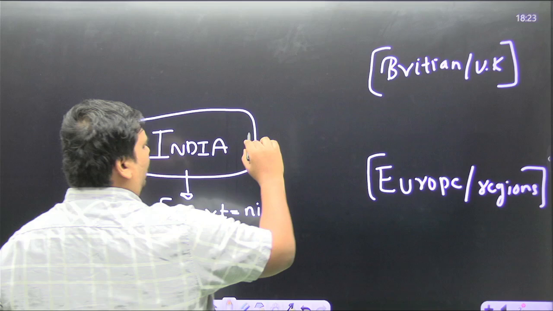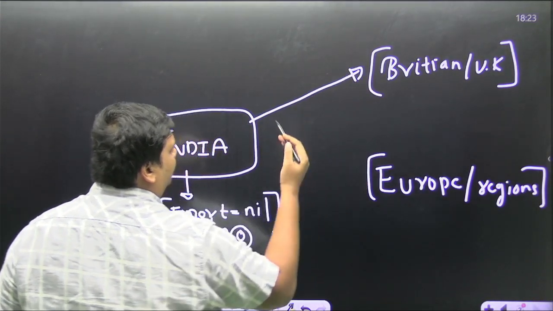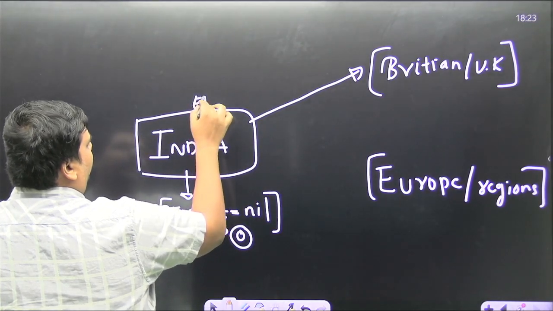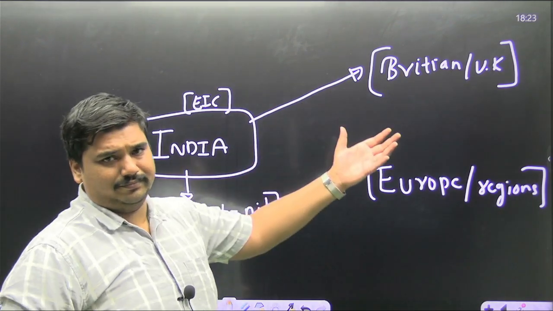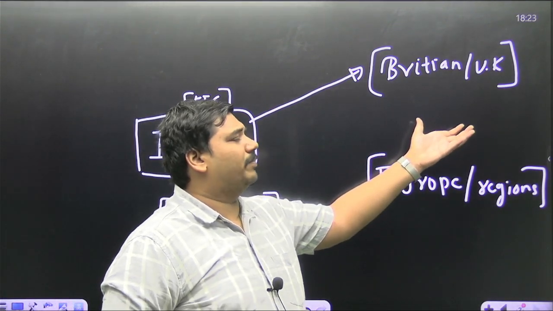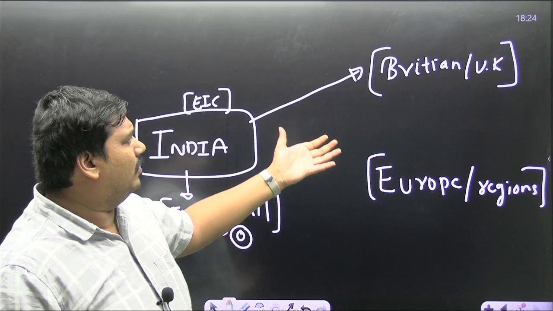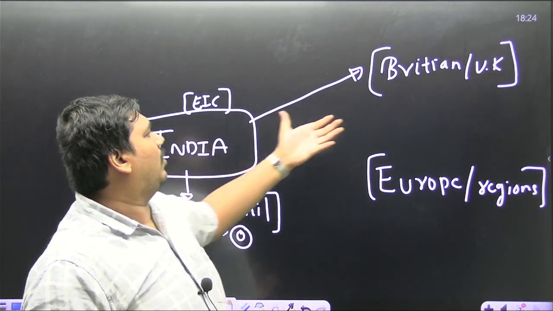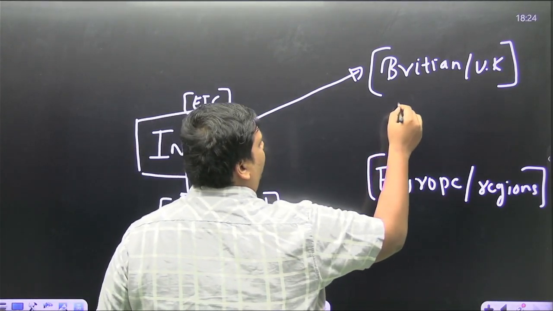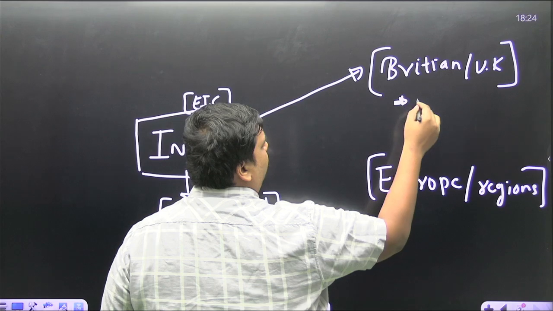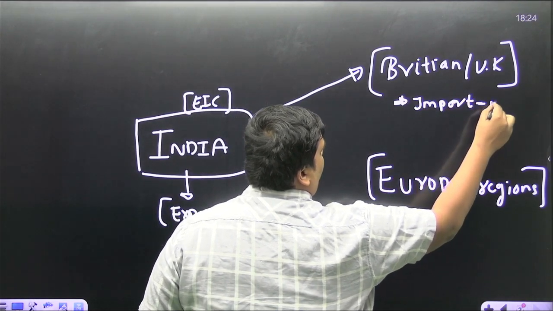Now what they did was, when the East India Company traded to Britain, the shopkeepers in Britain had to pay import duties. What Britishers did was, they put the import duty also as nil.